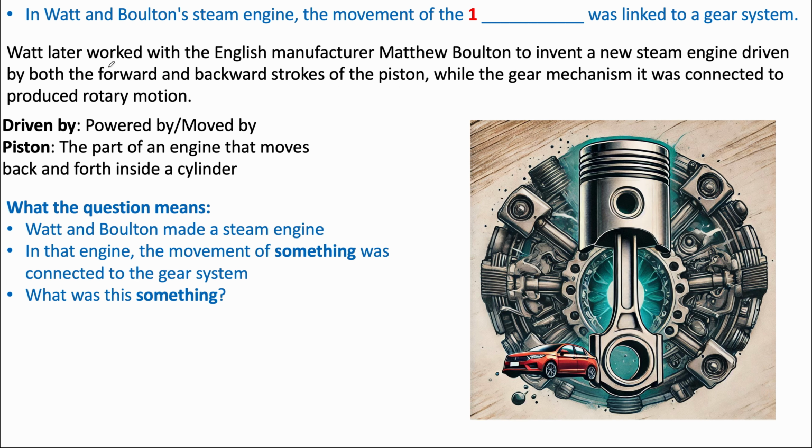The question asks about Watt and Bolton's steam engine, and the passage says Watt worked with Bolton to invent a new steam engine. So this is the steam engine that Watt and Bolton invented, or this is Watt and Bolton's steam engine. This same sentence also has the word gear, which is in the question. So we can be sure that the answer is in this sentence from the passage.